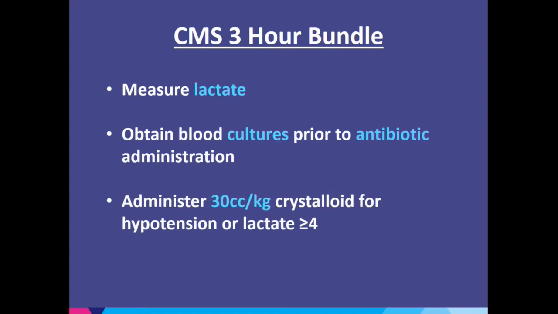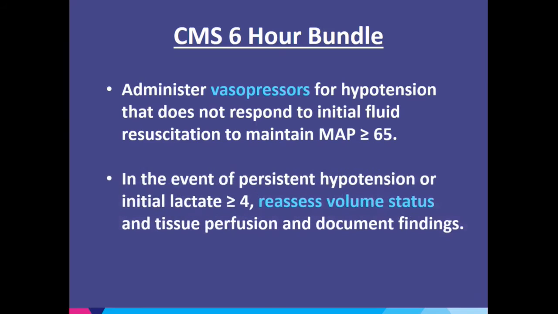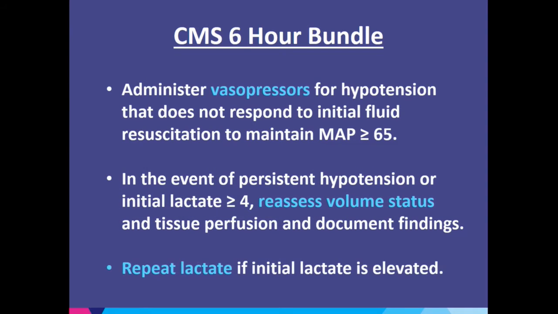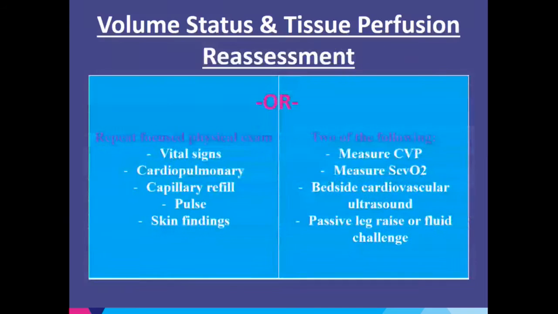As for the bundles, what they want within 3 hours is a lactate, blood cultures with antibiotics, and 30 cc's per kg of IV fluids, which is drilled into us if the patient is hypotensive or has a lactate greater than or equal to 4. Within 6 hours, they expect you to administer vasopressors if the patient is persistently hypotensive. They want you to reassess volume status and document your findings, as well as repeat a lactate.